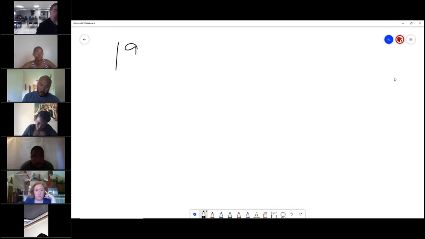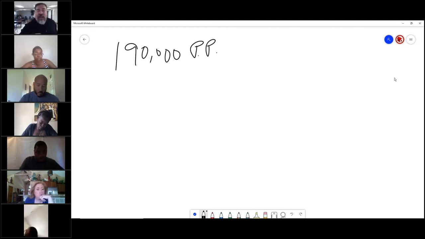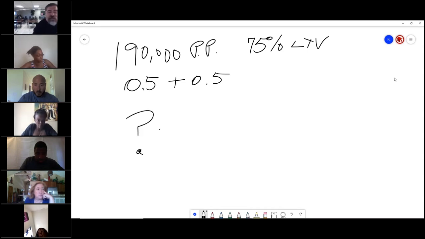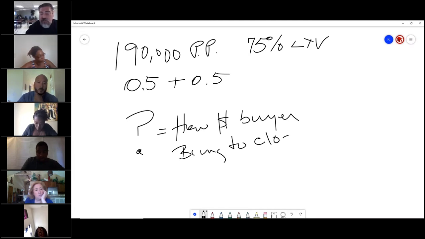We have a $190,000 purchase price at a 75% loan to value, and it's going to cost half a discount point and half a loan origination point. So my question to you is, how many dollars does the buyer bring to the closing table? How much does he have to bring to closing? Half a loan origination fee, half a discount point.